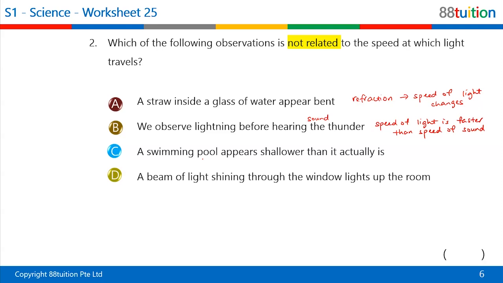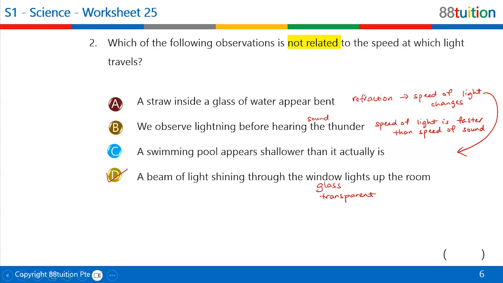Yep. Next one, a swimming pool appears shallower than it actually is. Again, this is the same thing, so I can also say this is applicable here. Now, a beam of light shining through the window lights up the room. This is about the window, which is made of glass, being a transparent material. Nothing to do with the speed of light. So therefore, D over here is the answer.